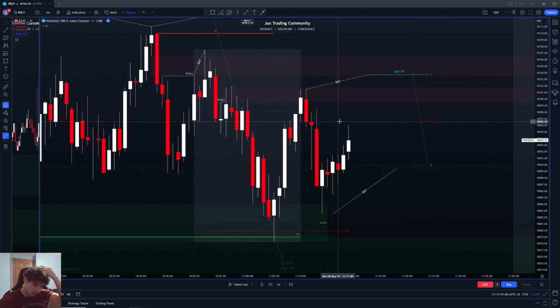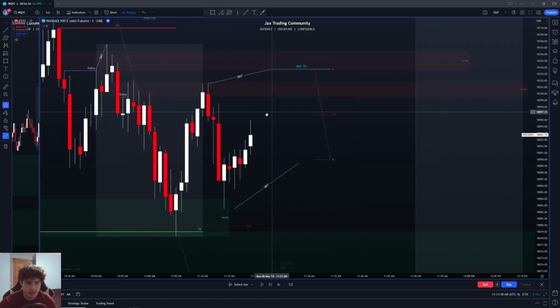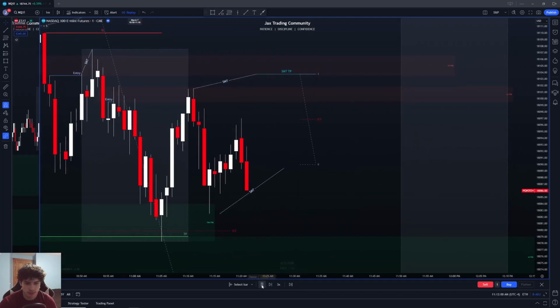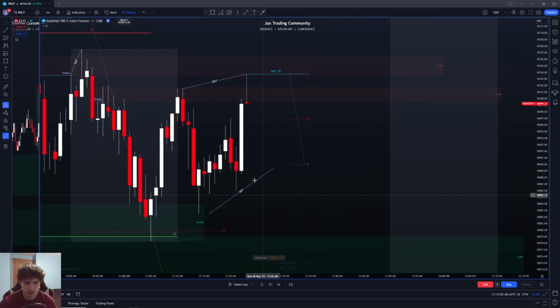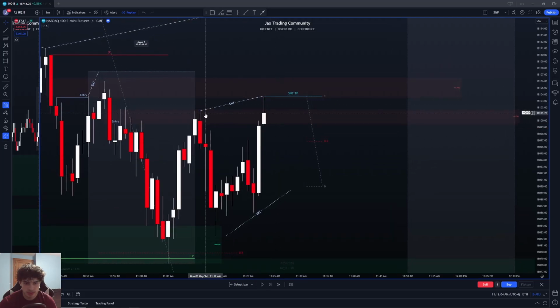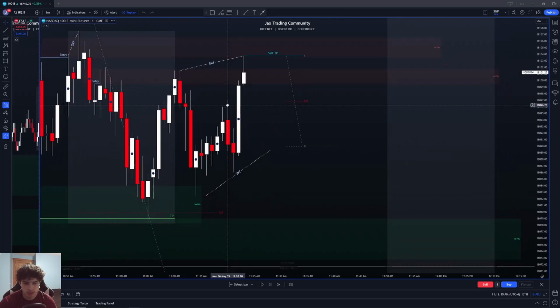And whenever I say waiting for more structure, you basically just want to wait to see some sort of setup appear again, to see more concepts appear. So a couple things to note here. We have an SMT right here. So this is showing us that we want to head lower, but we also have an SMT among these lows.